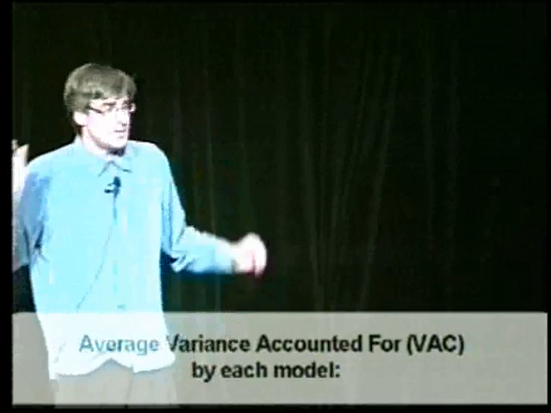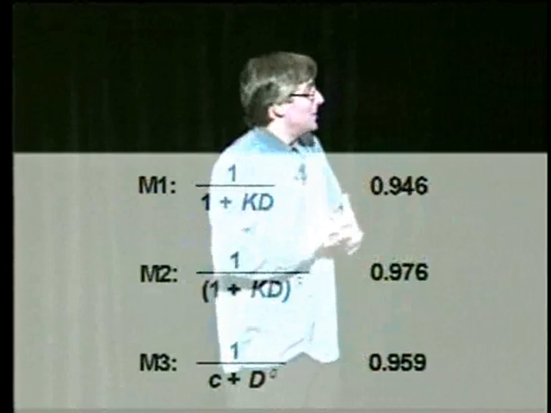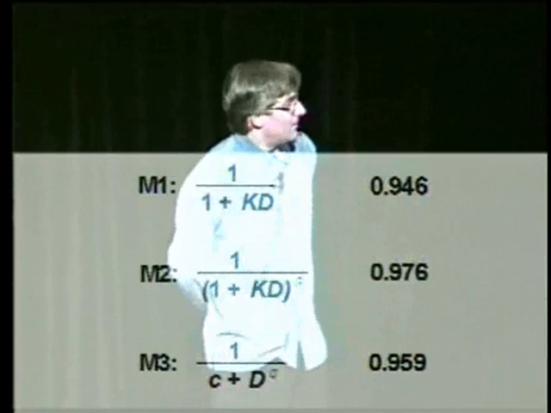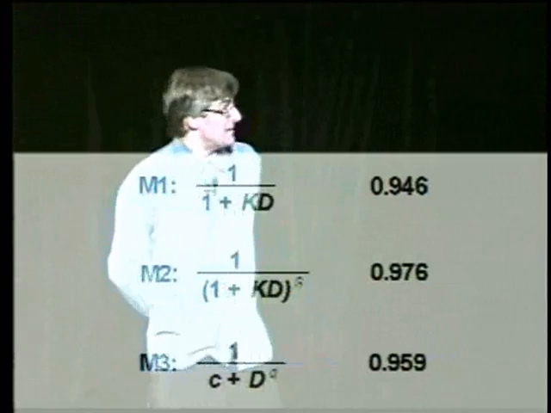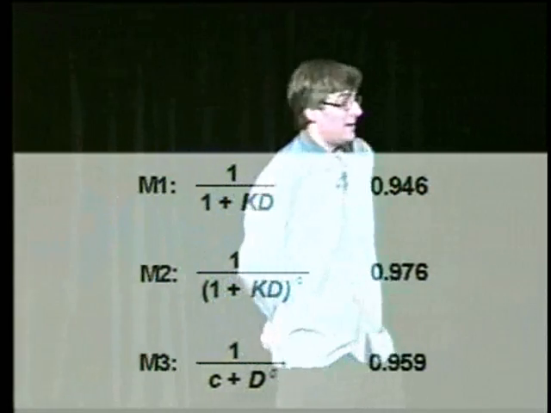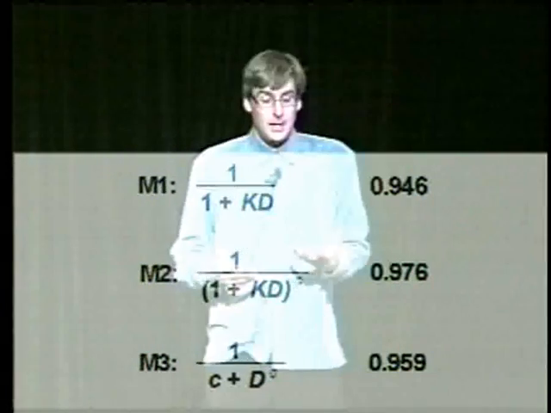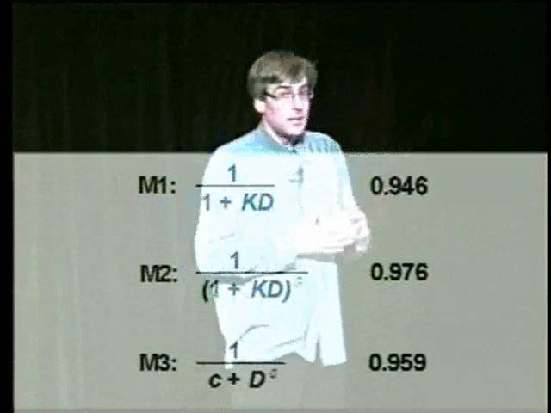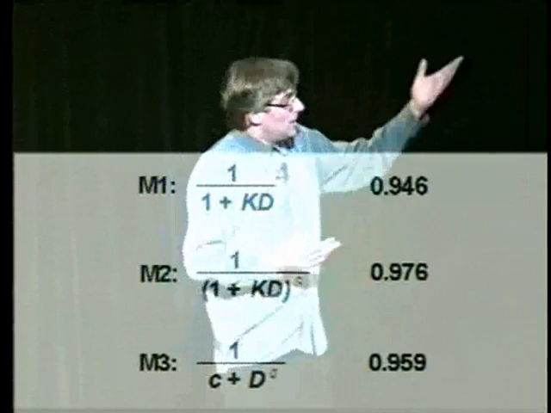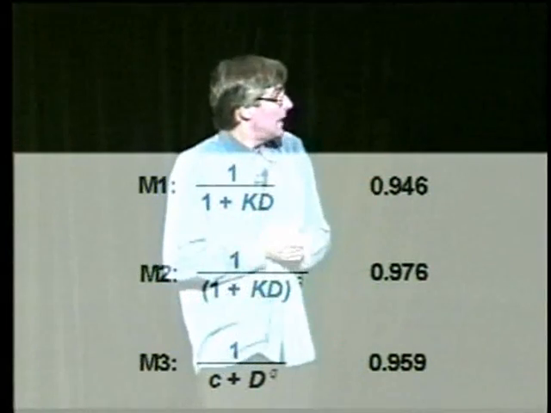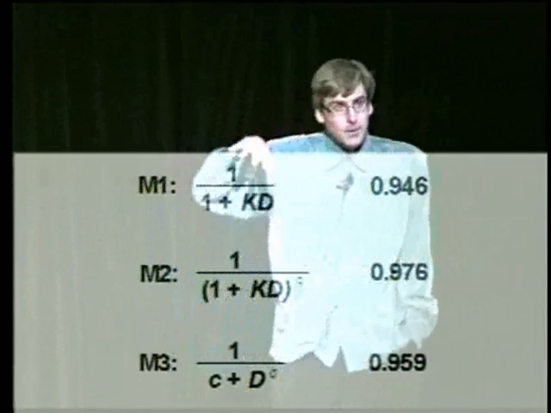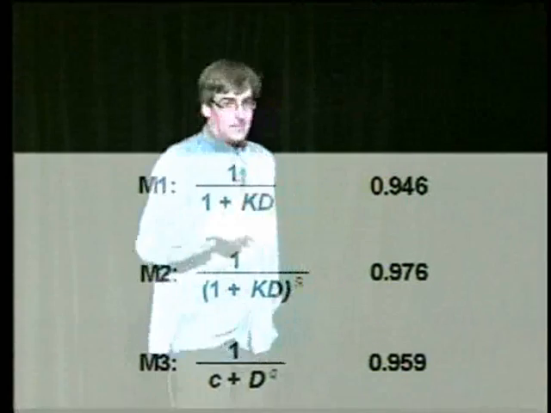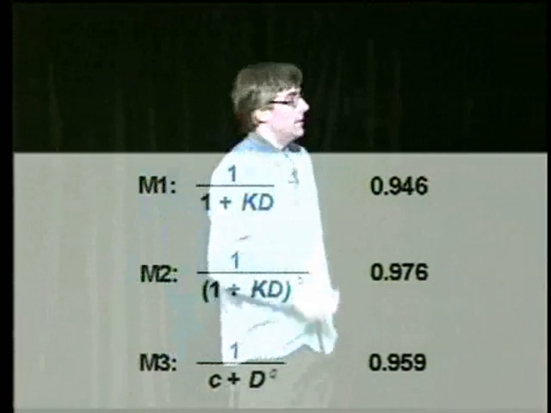So just starting with variance accounted for, the models all did really well. Averaged across the 20 data sets, the simple hyperbola accounted for 94.6% of the variance, the generalized hyperbola 97.6%, and the power function 95.9%. So all the models are doing extremely well. Based on variance accounted for, it looks like the generalized hyperbola might be the best. It's got an increase of 3% in variance accounted for, but the question is whether or not the additional complexity of the exponent in the denominator is basically worth the increase in variance accounted for.